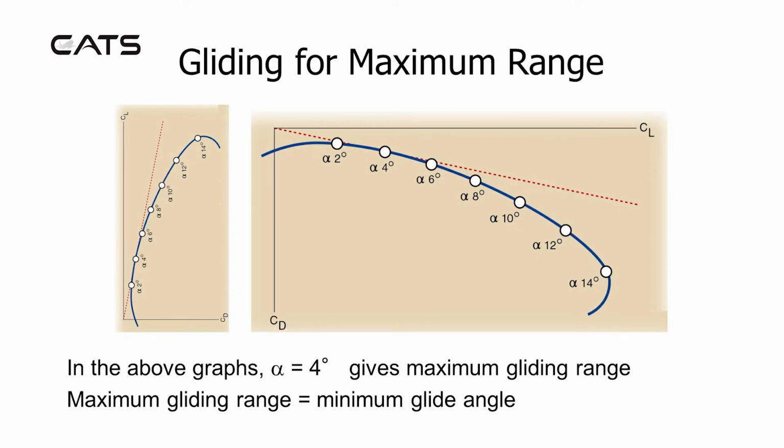In the above graphs, an angle of attack of 4 degrees will give the maximum gliding range. It's a tangent between CL and CD. Maximum gliding range will be with the minimum or least glide angle.